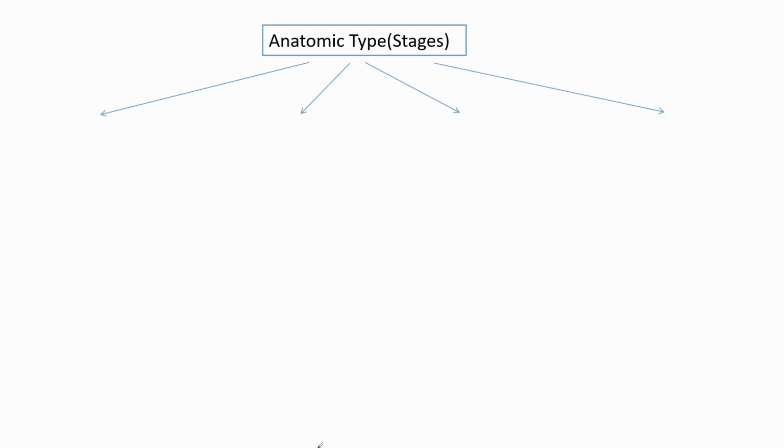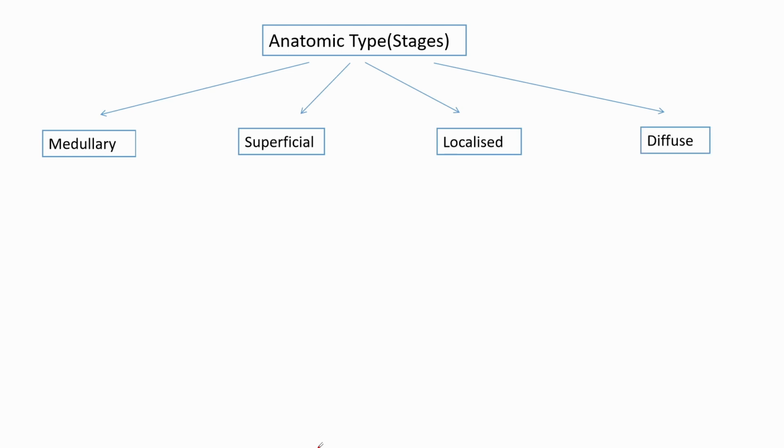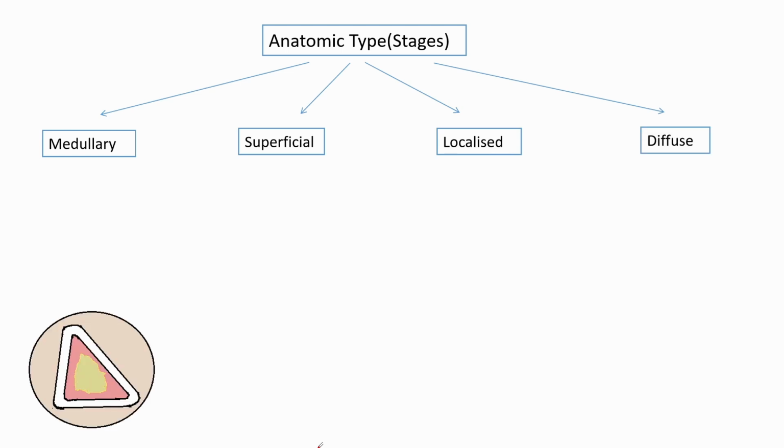The anatomic types. There are four types. First is medullary, second is superficial, third is localized, and the fourth is diffuse. The medullary type involves only the medulla without any cortical involvement. It is also known as an endosteal disease or endosteal osteomyelitis.